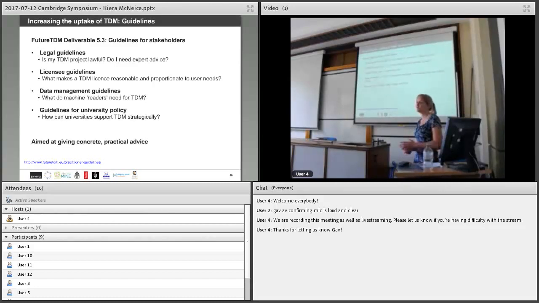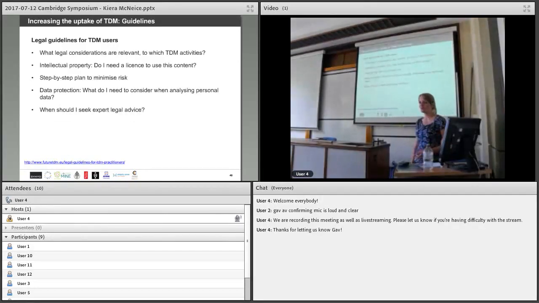So the legal guidelines we've put together cover what legal considerations are relevant to TDM in a lot more detail: intellectual property, and whether I need a license. We've got a step-by-step plan to minimize legal risk, what needs to be considered for data protection, and whether you should seek legal advice.